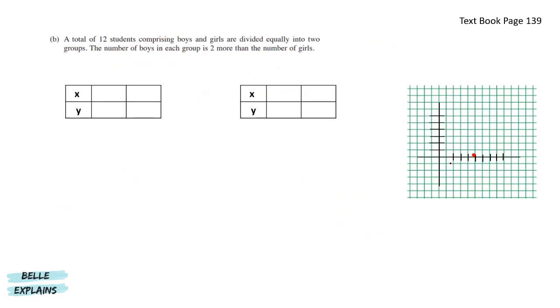A total of 12 students comprising boys and girls are divided equally into two groups. The number of boys in each group is 2 more than the number of girls. So let's represent boys with x and girls with y. Since there are two groups, we have x plus y equals 6. And we have 2 of this, right? So summing this up gives us 2x plus 2y equals 12. And from the second sentence, we get that boys minus girls equals 2. So let's solve this using the same method as just now to plot the lines.